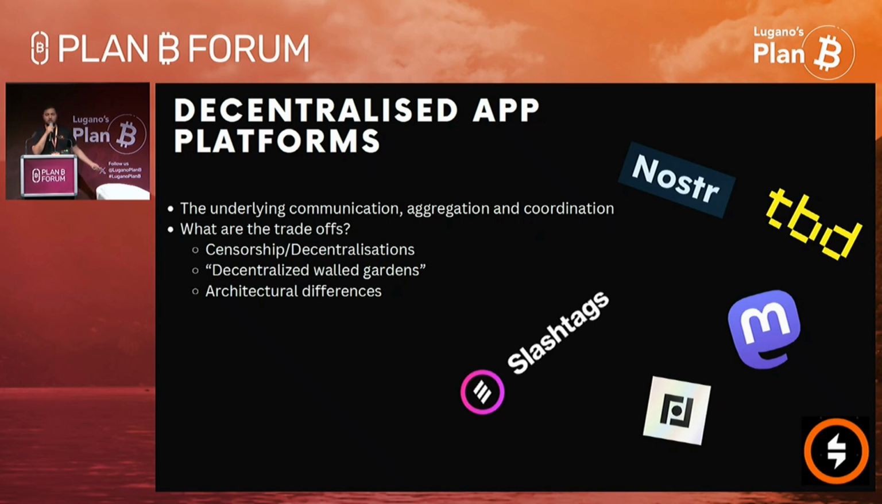And there's architectural differences, so the developers of these ecosystems have made their own choices about what they think is the right way forward. And yeah, we've been working on Slashtags, and I'll go into a bit more about how we're thinking about these problems, and given our research into this work, where we've landed.